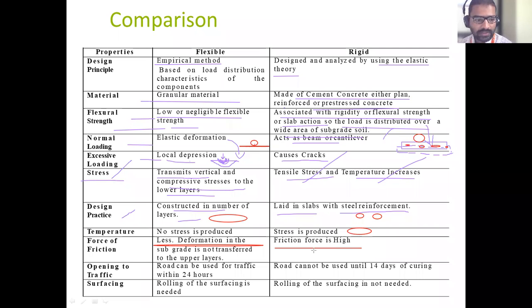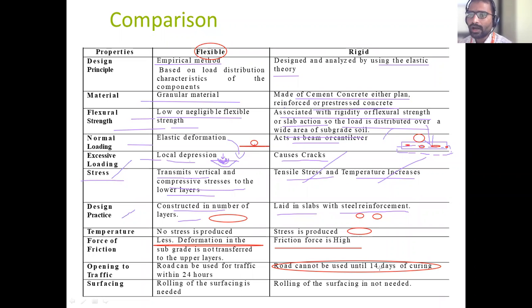Next, opening to the traffic. The road can be used for traffic within 24 hours. After construction of the flexible pavement, within 1 day the traffic is allowed, meaning movement of vehicles is allowed. But when you come to the rigid road construction, the road cannot be used until 14 days of curing. After the concrete road construction, is traffic allowed the next day? No, it will not be allowed. It has to get cured. Curing takes place.